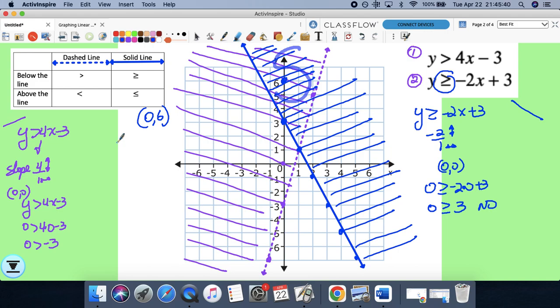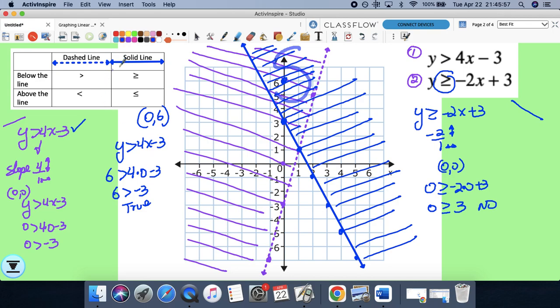So inequality 1, y is greater than 4x minus 3. So let's replace y with 6 and x with 0. So we get 6 greater than negative 3, which is true. So 0, 6 made the first inequality true.